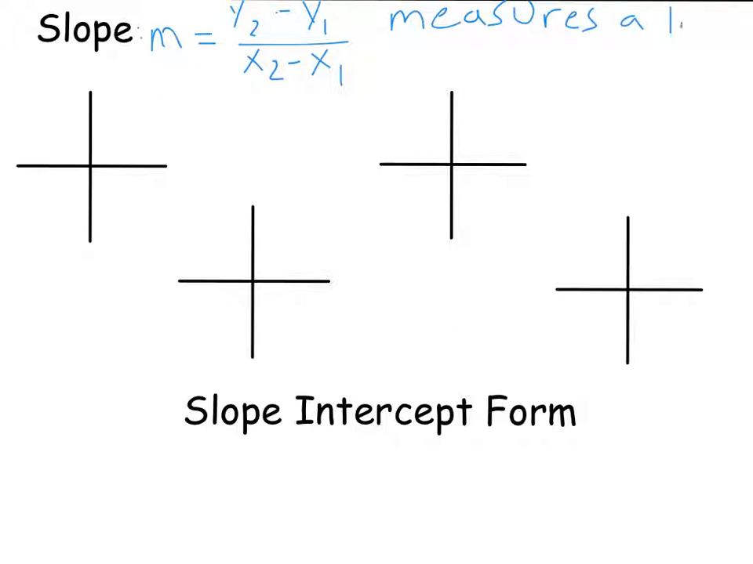It measures a line's rate of change. That's what it does. It's a measurement. Some people think of it as it measures the line's steepness. It's a good way to think about it. Okay?